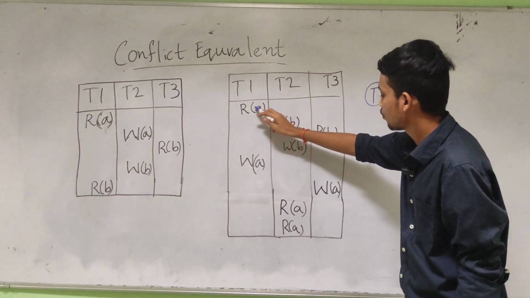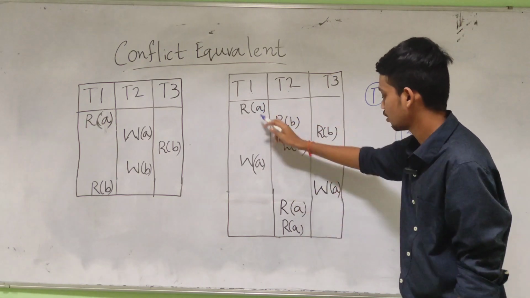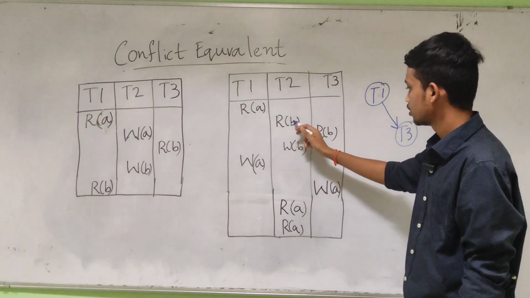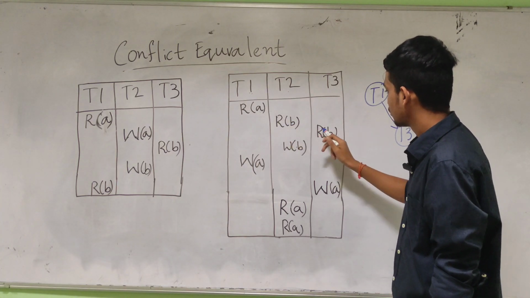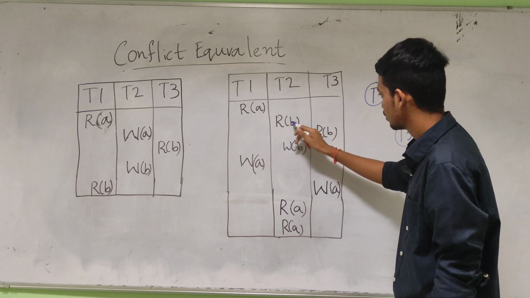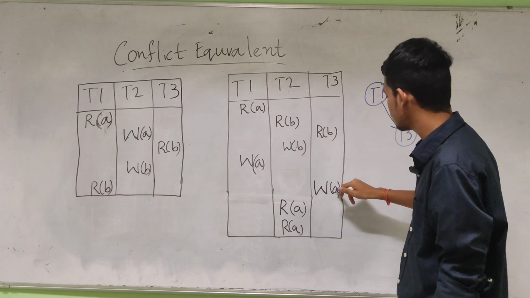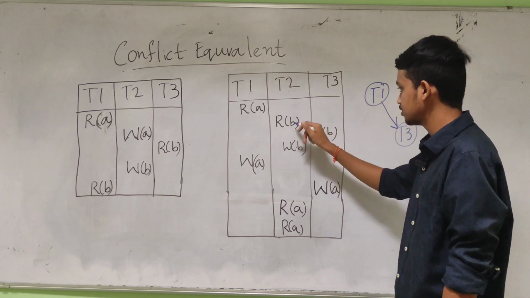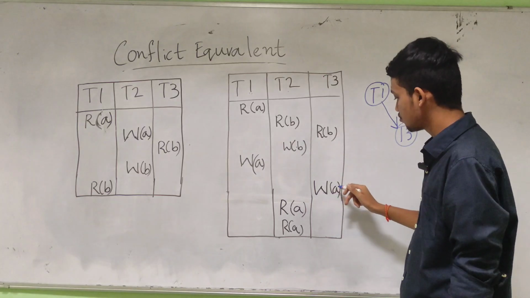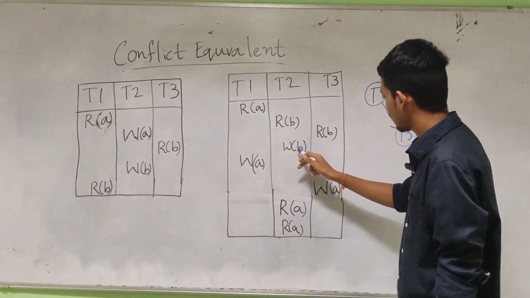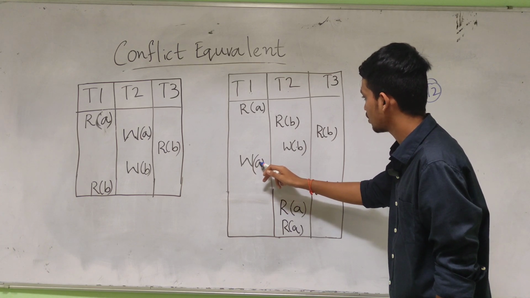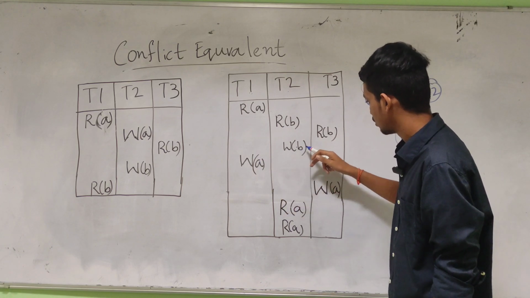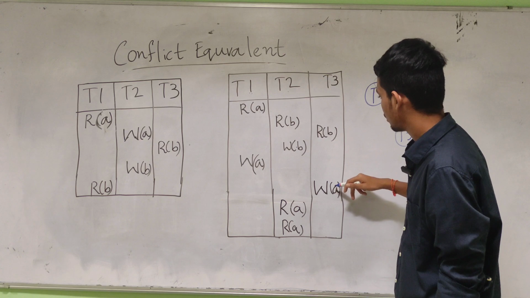Now check from T1 to T2 again. Read, so no conflict is there. Check from T2 to T3. This is read B, this is read B, so no conflict. This is read B, write A is there, a different data item, A and B, so again no conflict. Now you check write of B with this A, with this one. Write of A, no conflict. Write of B, no conflict.